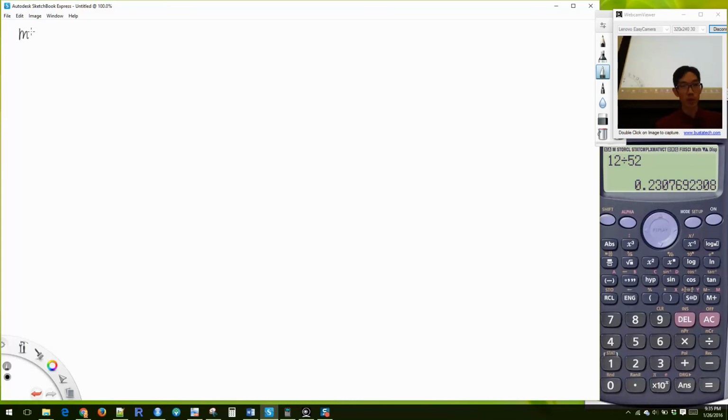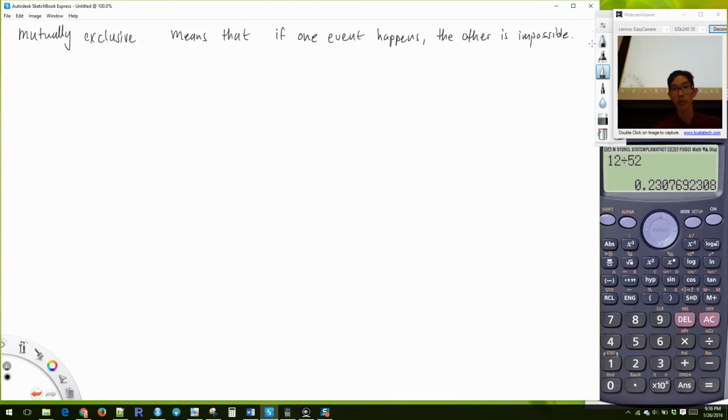Okay. We have this concept of mutually exclusive. Mutually exclusive means that if one event happens, the other is impossible. So A could be card is heart, and B could be card is spade. Okay? If we know that a card is a heart, we know that B is impossible. A card cannot be both heart and spade at the same time. Okay, if one event happens, the other is impossible.